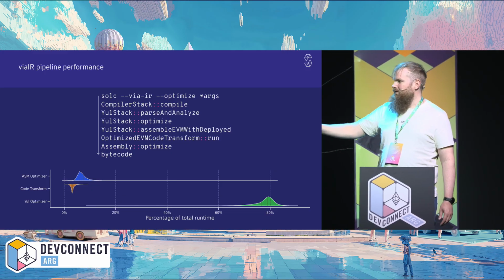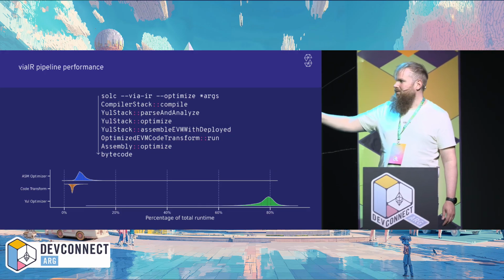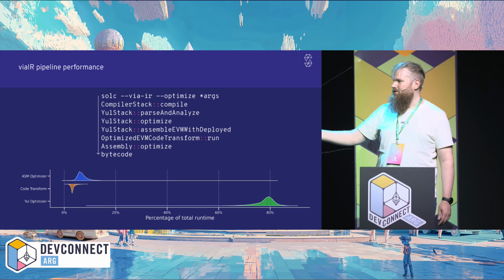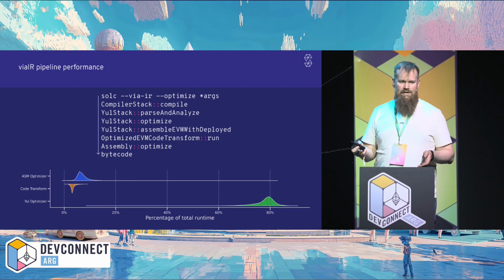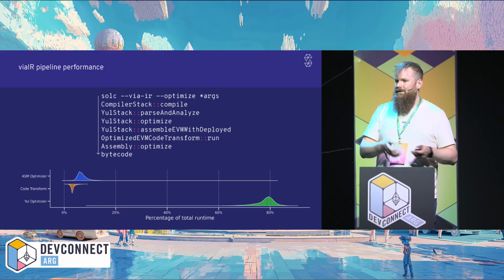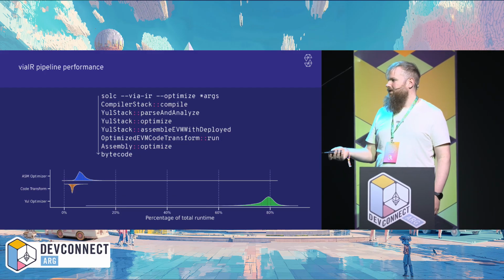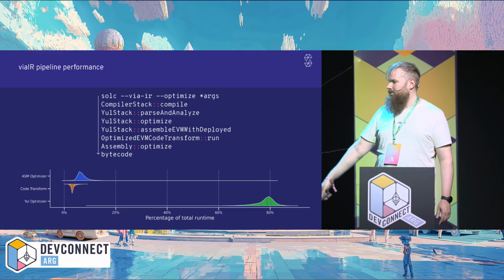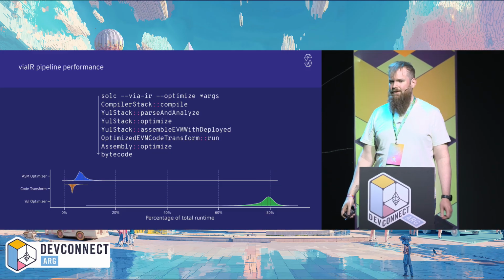If you look at a couple of these steps, you can see the ASM optimizer, ASM short for assembly, is relatively quick. So is the code transform. Whenever I say code transform now, I mean the stage that transforms stack layouts, so stackified code, to EVM bytecode. That is also relatively quick. And what takes the majority of the time is the Yul optimizer. So we certainly have a lot of work to do.